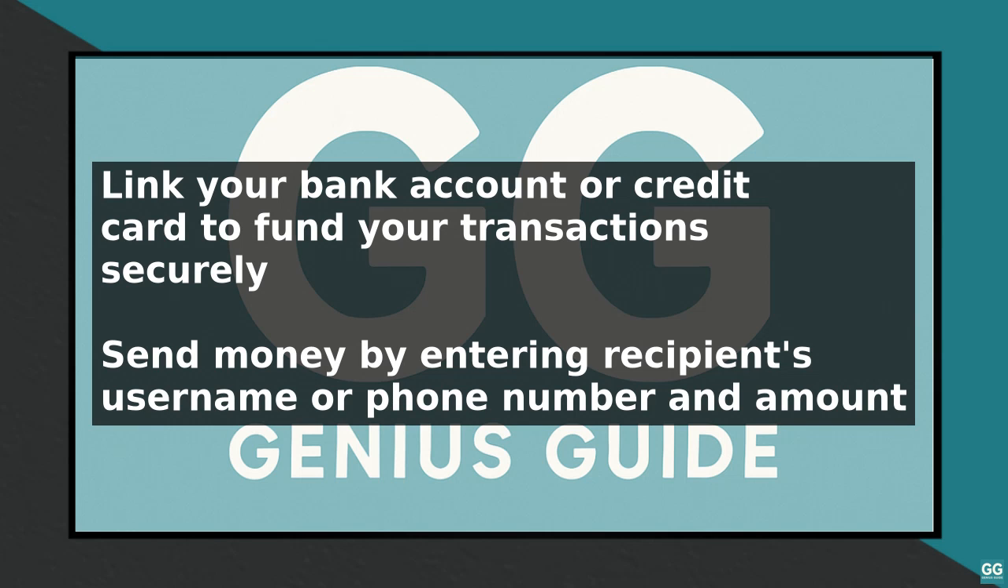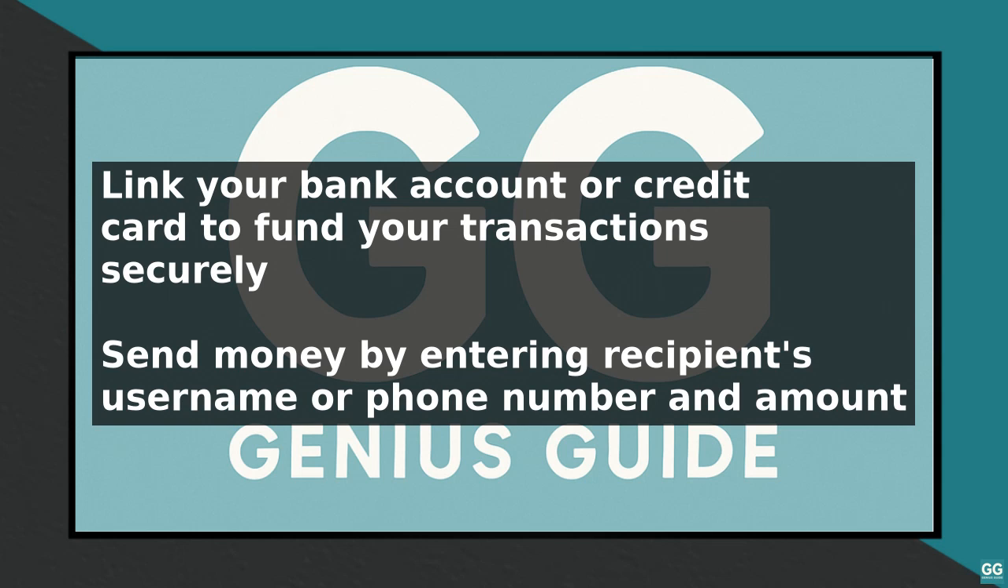transactions. To send money on Venmo, simply open the app, enter the recipient's username or phone number, and the amount you want to transfer. You can also add a note to the payment to describe the purpose of the transfer. The recipient will receive a notification and can then accept or decline the payment.